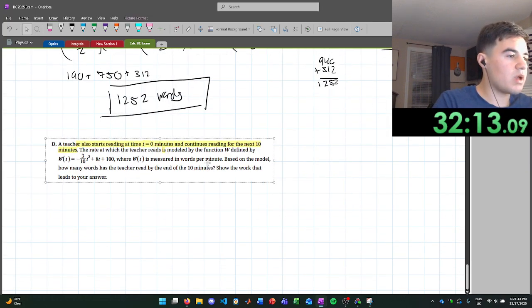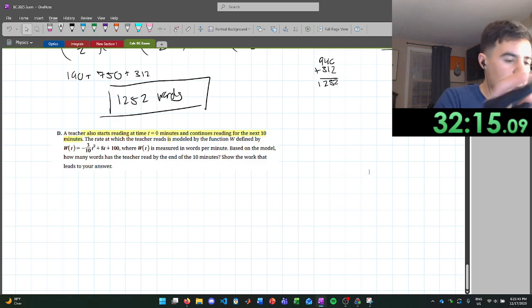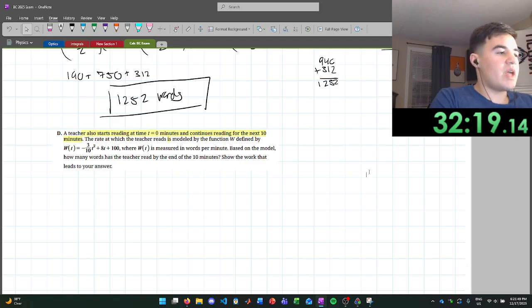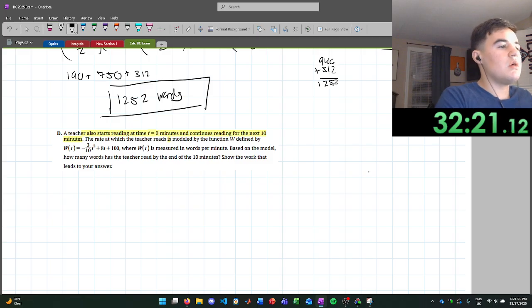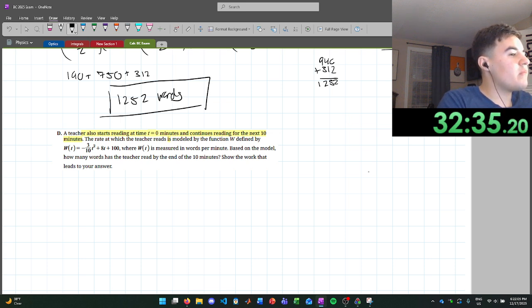Okay. Function W, measured in words per minute. Cool. How many words has the teacher read by the end of 10 minutes? The rate the teacher reads is modeled by the function W, measured in words per minute. Is this just asking me to take the integral?